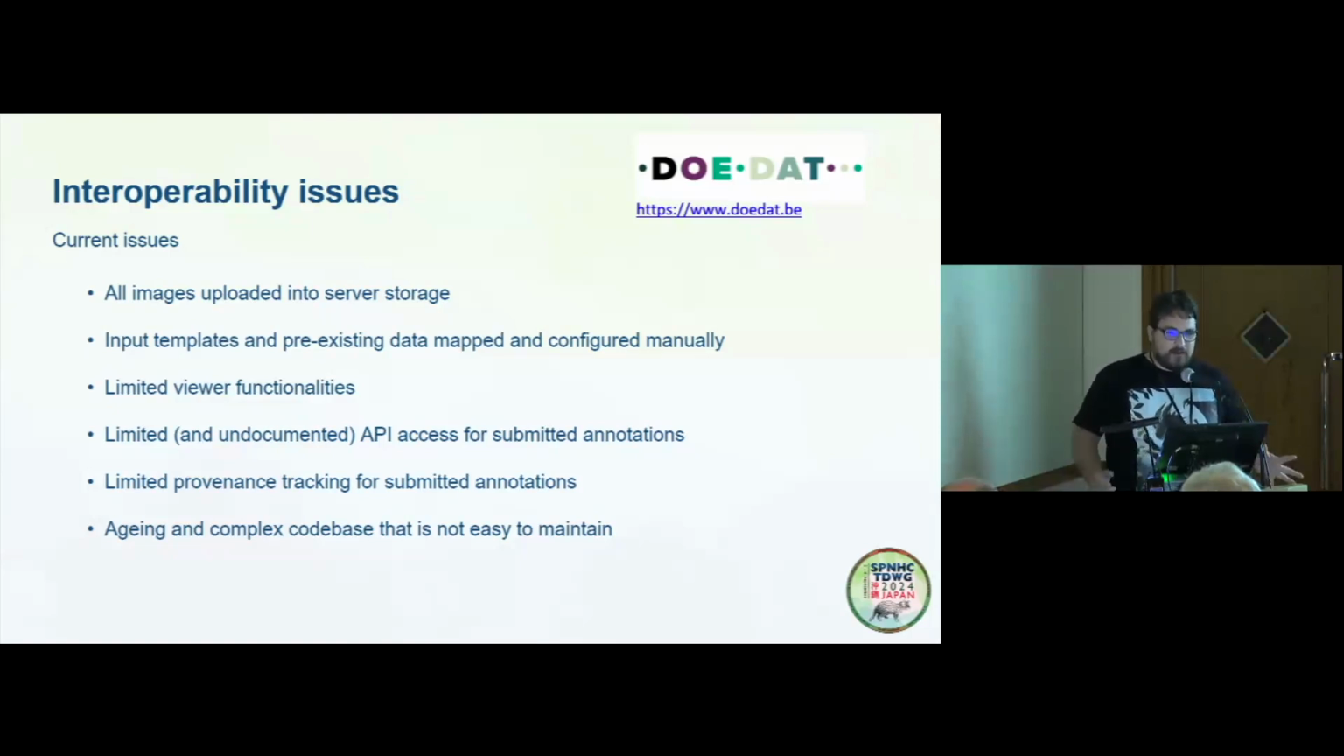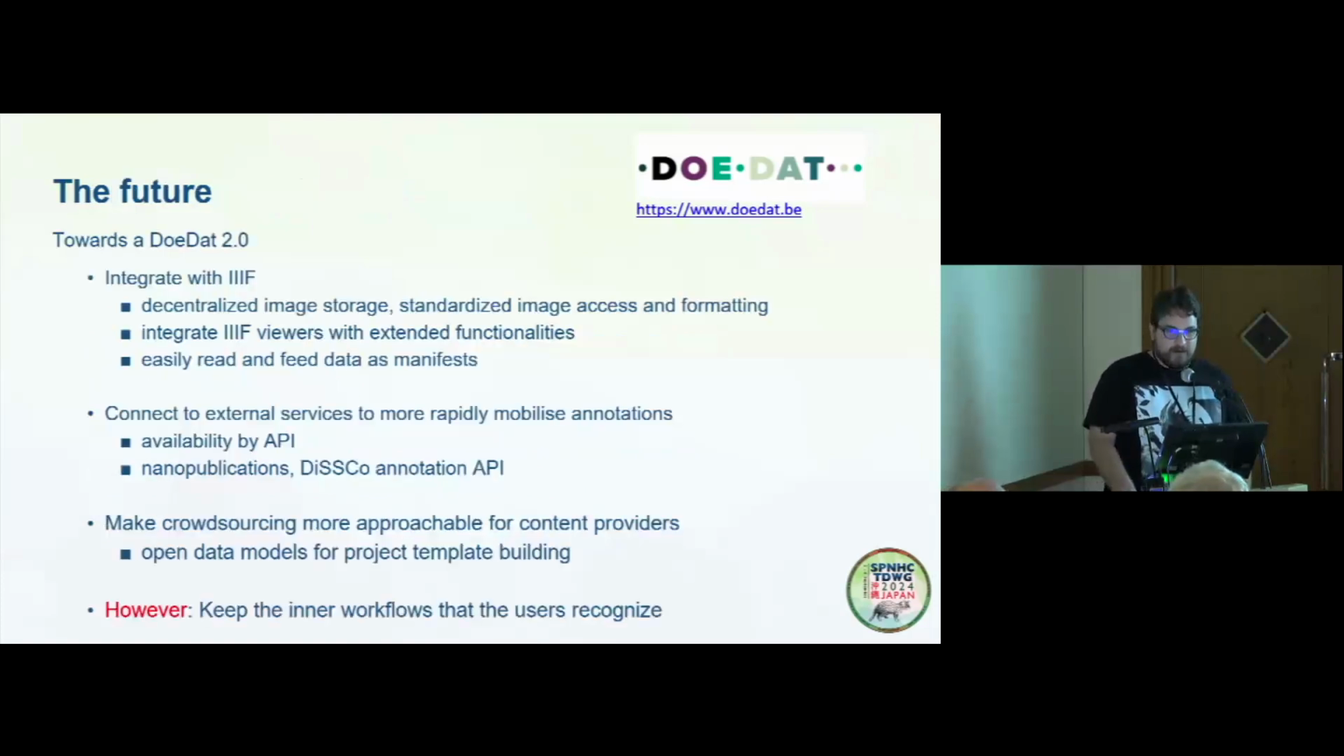So to summarize, we're struggling a bit with an aging and complex code base that is not so easy to maintain, in particular in the long run, and we have quite some desires that are not easy to implement in such a framework. Because of that, we are looking now towards a DoThat 2.0, which we are actively thinking and working towards. Securing the funding is another matter, but we have some things ongoing for that.